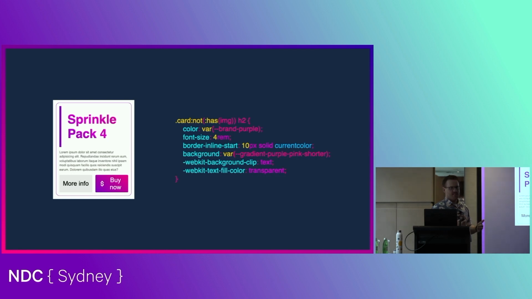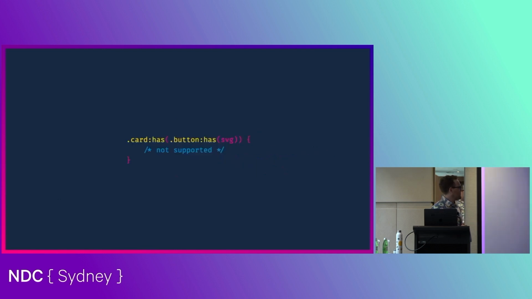The inverse is then also true. If the card does not have an image, then for the H2, without the image, we want to pump that up a bit, right? We don't want it to get lost with the other things. So we can do the inverse of that as well. So yeah, card has something, but what we can't do is nest them.